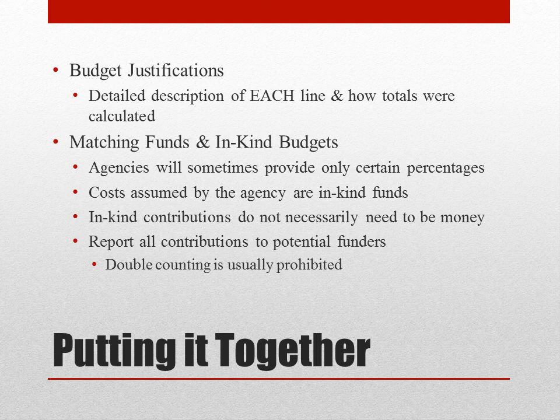The budget justification is a very important part of the budget. It is a detailed description of each line of the budget and must include how the totals were calculated. Matching funds are a percentage of the total budget some funding sources will provide, with the remainder falling on the agency. Costs assumed by the agency are called in-kind. These are to be included in the budget as well.